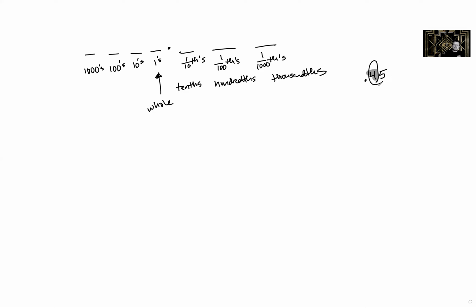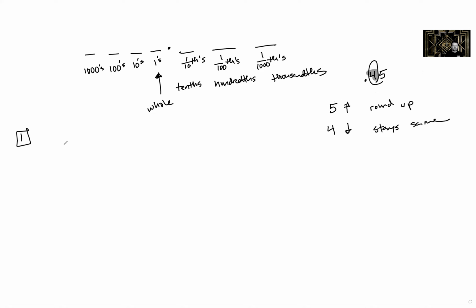So if I'm rounding to the tenths place here, I look at the number that's next to it to the right. And if it is 5 or higher, then you round up. If it is 4 or lower, then it stays the same. And that's pretty much it. So let's look at a few examples here.